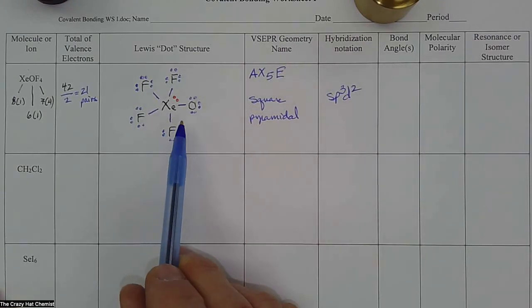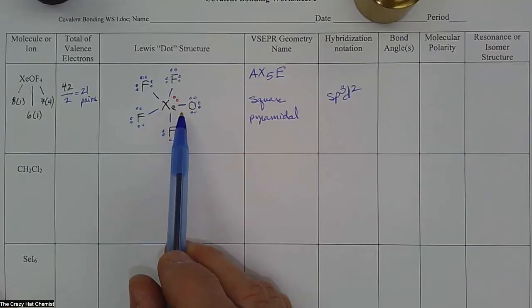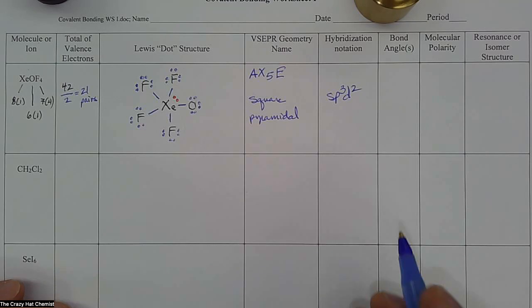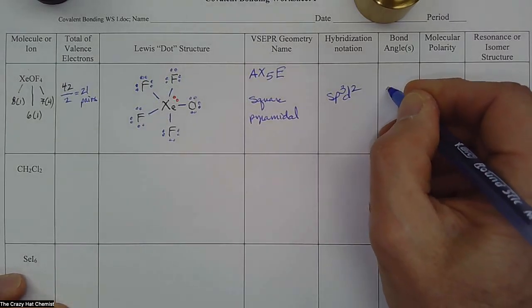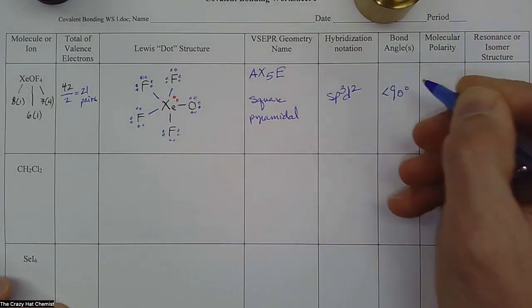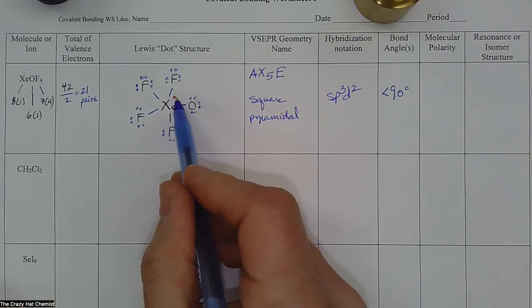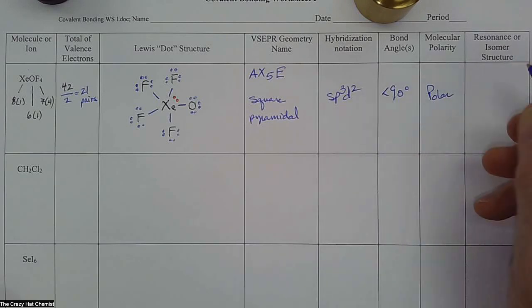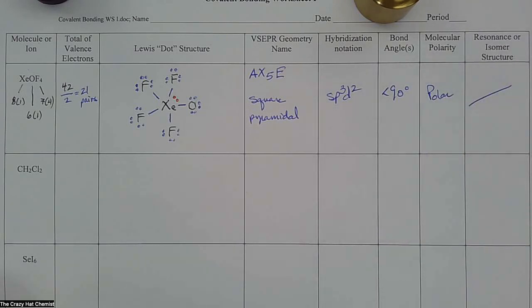So this is an octahedral structure here, but since it's square pyramidal, it will have a bond angle that is less than 90 degrees. This is an asymmetric molecule, so this is polar. And there are no resonance and there are no isomers.